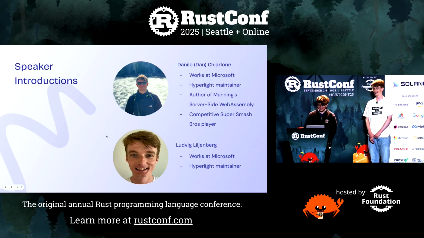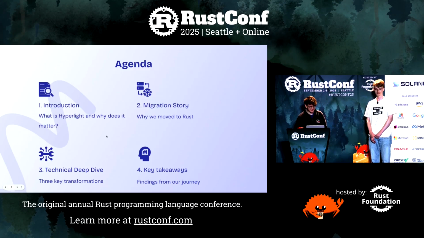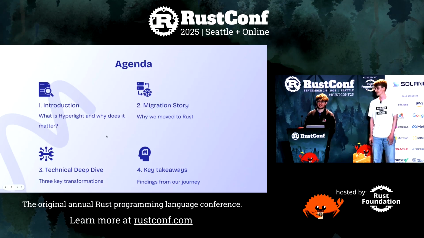So that's it. All right, with that out of the way, this is our agenda for today. We'll start off with some introduction. There we'll explain what Hyperlight is, and the motivation behind it. Then we'll go over our migration story to Rust. Then we have a couple of key transformations that our code base went through, a technical deep dive that we want to cover. And finally, some key takeaways, mainly learnings, successes and challenges of the whole journey.